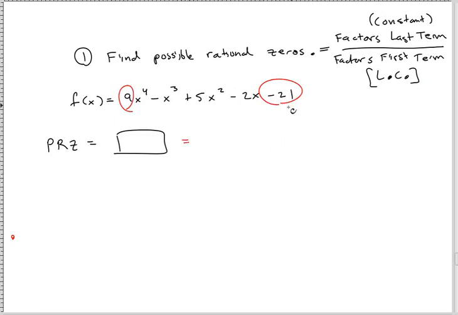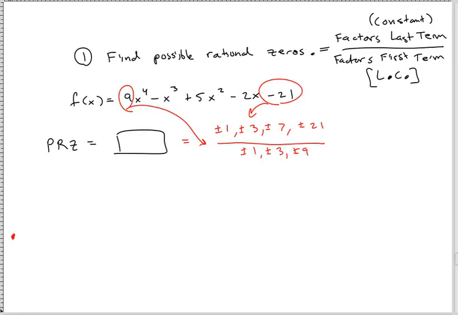First off, what are the factors of 21? Let's do that for the top first. Factors of 21 are 1, 3, 7, and 21, since 3 times 7 is 21. There's nothing else I can think of, so that's good enough. On the bottom, we have the factors of 9. So 9 could be 1, 3, and 9. That's great.